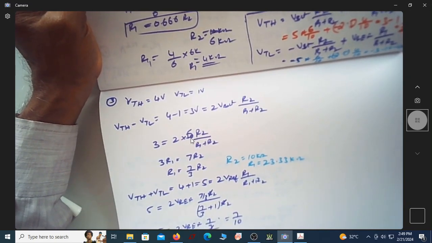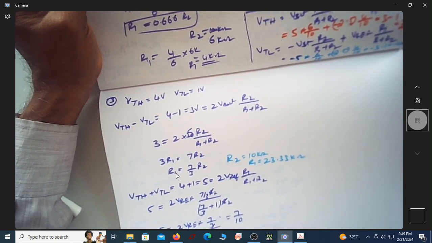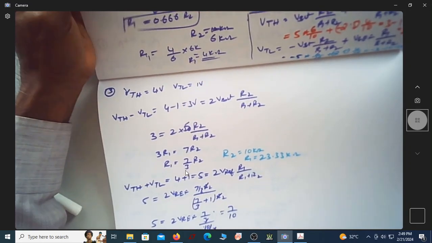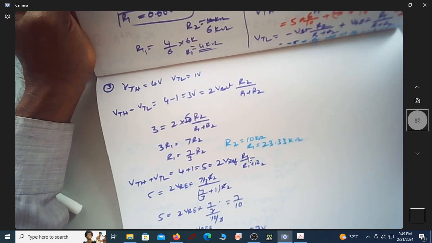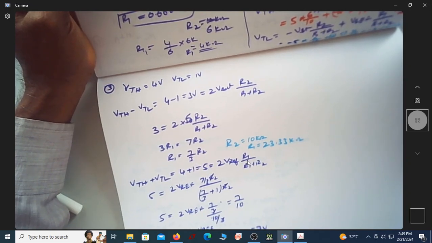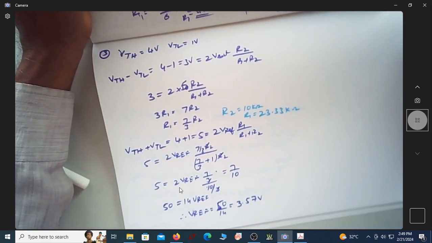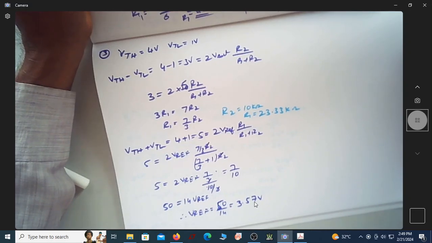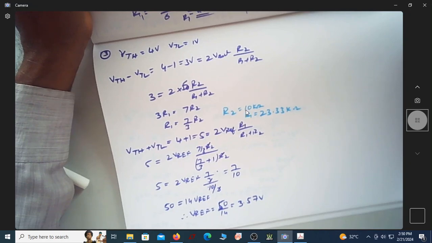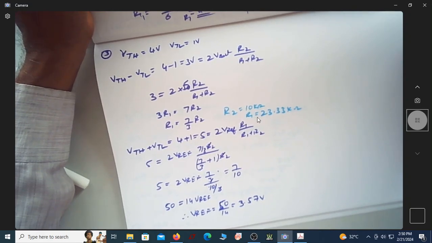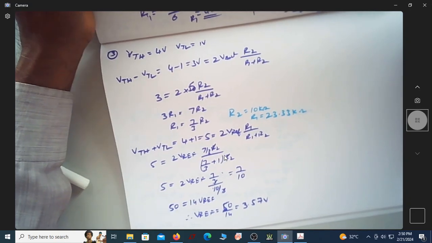Upon equating this, we get a relationship between R1 and R2. By adding VTH and VTL and substituting R1 in terms of 7 by 3 R2 and simplifying, we got V reference as 3.57 volts. If you assume R2 to be 10 kilo ohm, then R1 happens to be 2.33 times 10k, which is 23.33 kilo ohms.